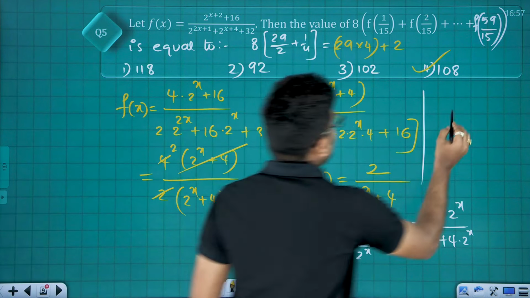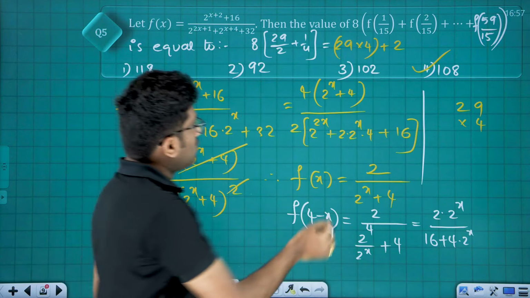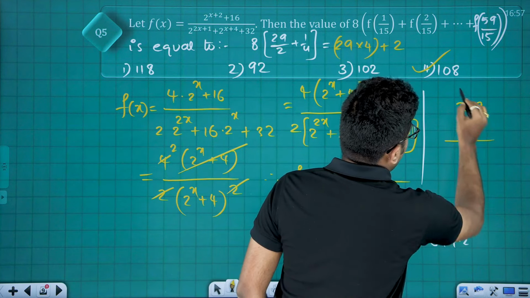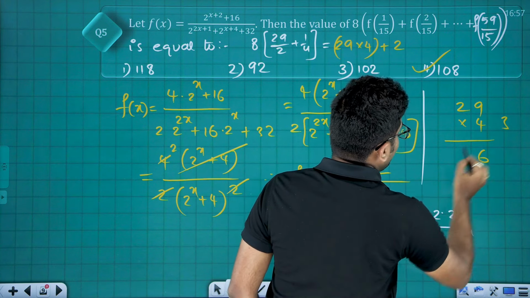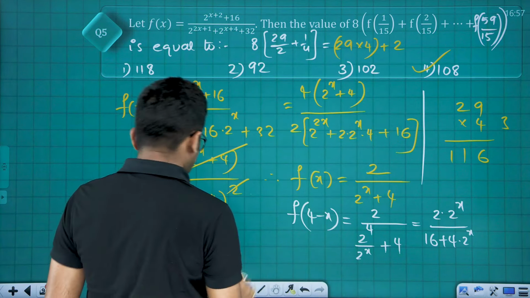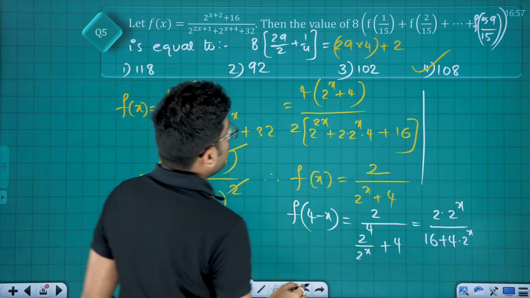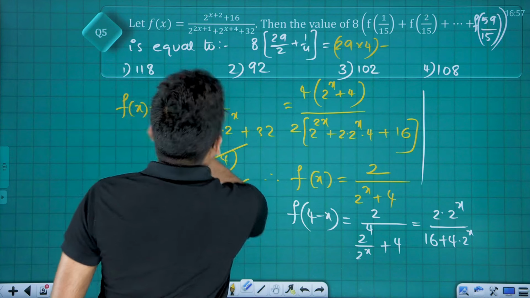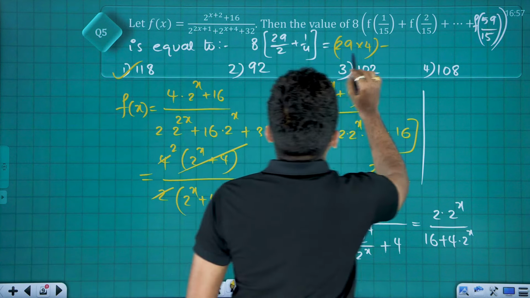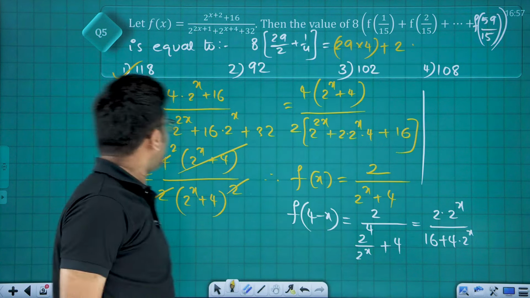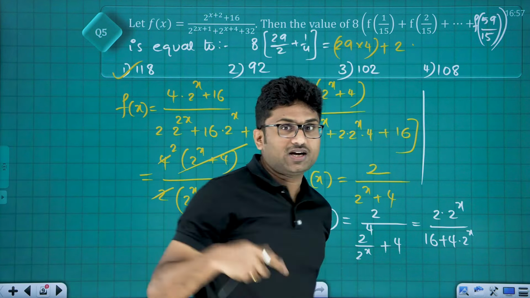Clear? Because 29 4s: 9 4s are 36, 4 2s are 8, 8 plus 3 is 11, 116 plus 2 which is 118. The answer is 118, Option A. 29 into 4 plus 2, so the answer is 118, friends. Okay, don't get mistaken. I multiplied these two, so the last digit is 8. I thought it was 108.